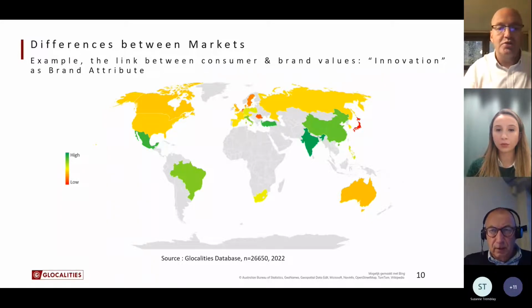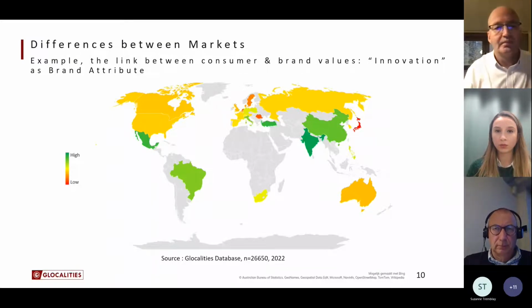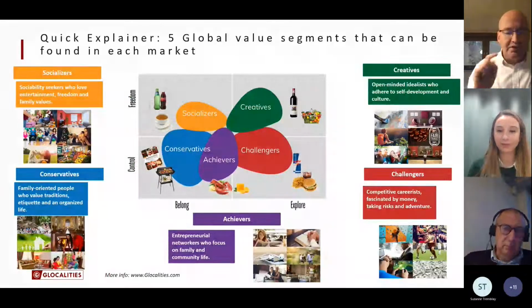Once you know which markets you want to enter or focus on, you can see which values you should use in your brand positioning, or which values you should communicate in your brief to the agency. Next slide, please. This is a brief explainer.